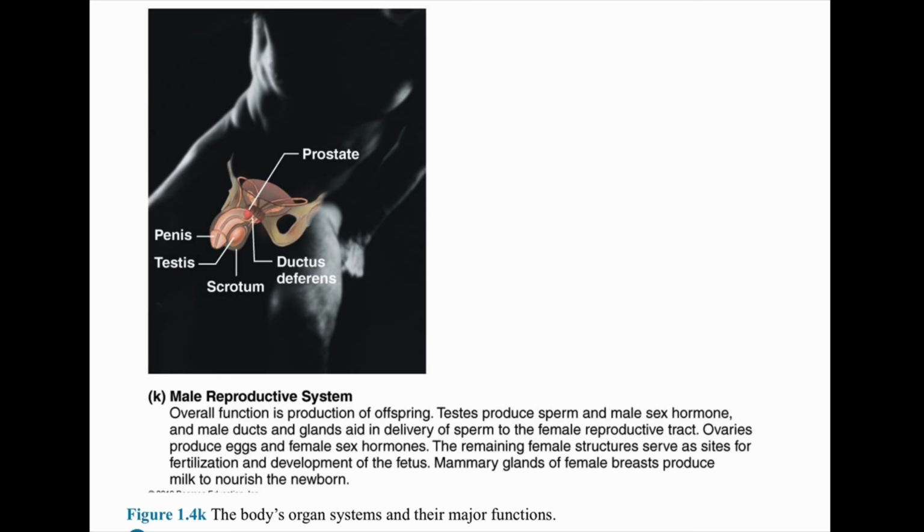The major organs of the male reproductive system are the testes, epididymis, ductus deferens, and the associated glands such as the prostate gland. There are also seminal vesicles, which are not shown there. Also, there's a penis and scrotum. And the function of the male reproductive system is the testes will produce the male sex cells known as sperm, and the hormone known as testosterone.